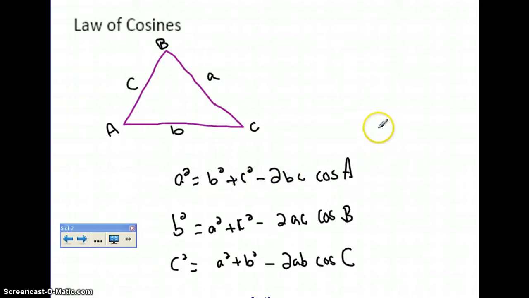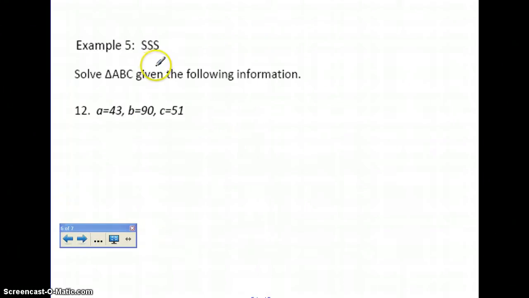If I'm looking for angle A or side A, I would be using this formula here. If I'm looking for angle B or side B, I would be using this one. If I'm looking for side C or angle C, this is the formula I would use. This only works when I have two sides and an included angle, which means like C and B, A is the included angle, so I'd use the law of cosines. Or if I'm given all three sides. Let's look at an example in which I have all three sides.